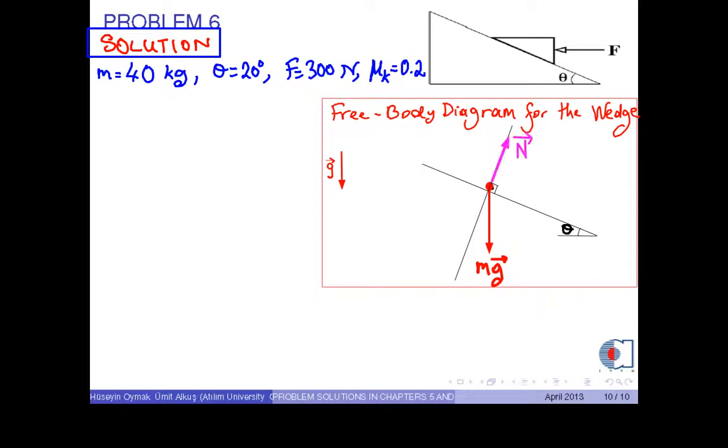The normal force is drawn perpendicular to the inclined plane like this, where angle theta goes here. And finally, force F is applied to the wedge horizontally, with an angle theta carried here. For convenience, let's decompose both m times g and vector F as we did in the previous examples.